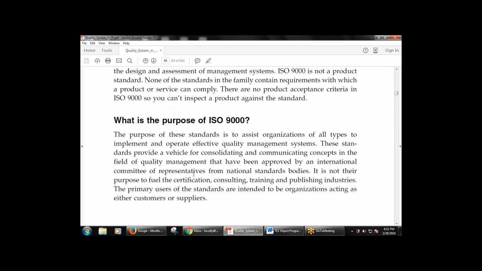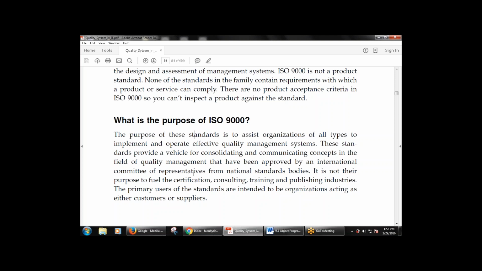The purpose of these standards is to assist organizations of all types to implement and operate an effective quality management system, whatever the quality management tool that is available.